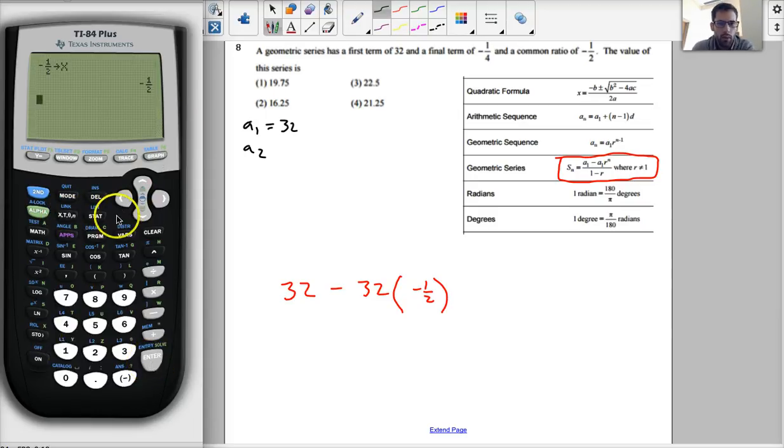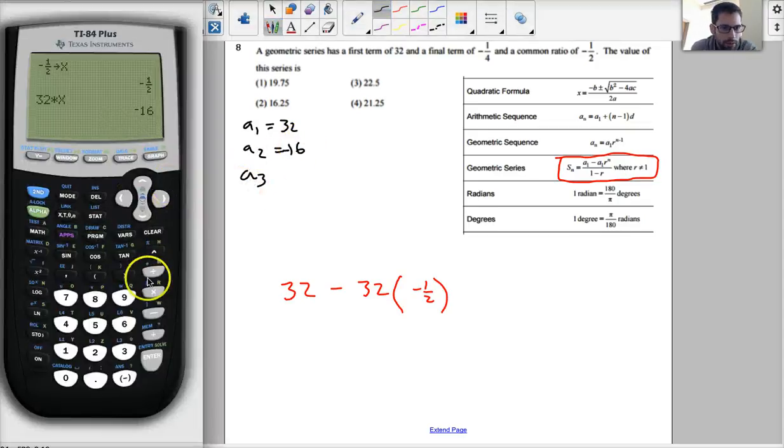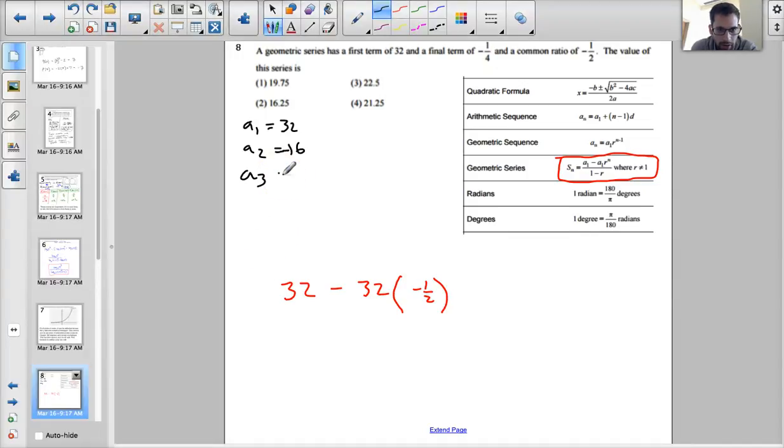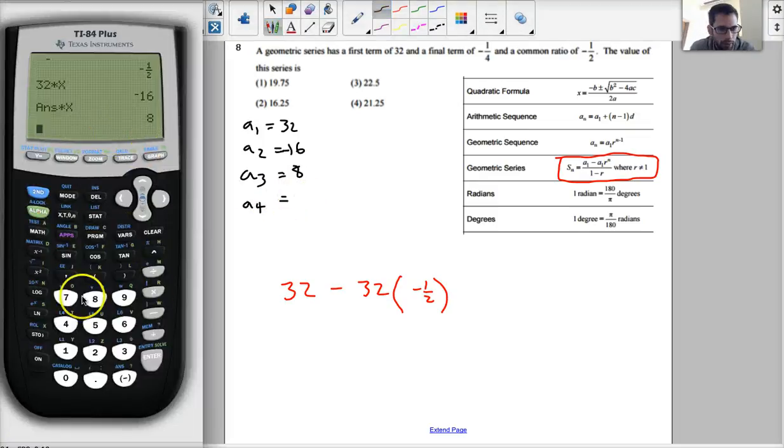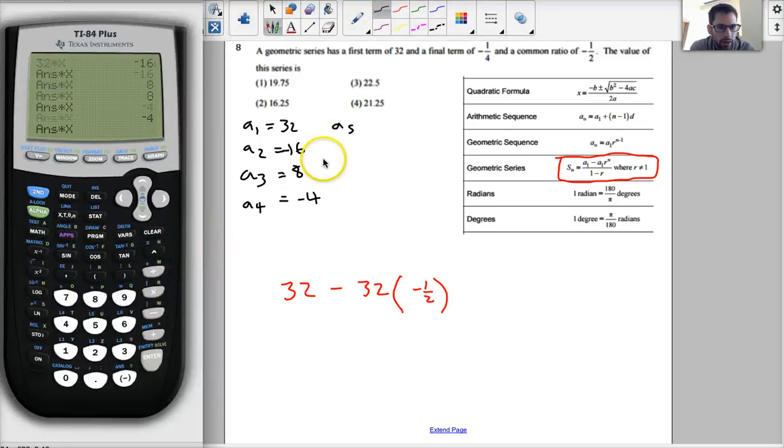Okay, so now what I'm going to do is my first term is 32, and I'm going to multiply that by my common ratio, which gives me A2 of negative 16. A3. So I'm taking that answer and I'm going to multiply it by my common ratio again, which will give me a positive 8. Then I take that and I multiply it by my common ratio, and it's now negative 4. A5, I'm multiplying it by my common ratio, it gives me positive 2.